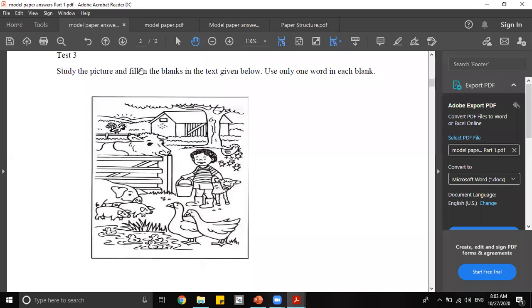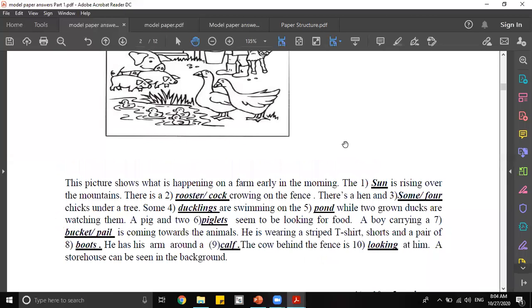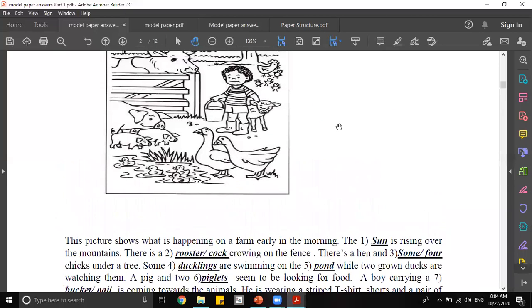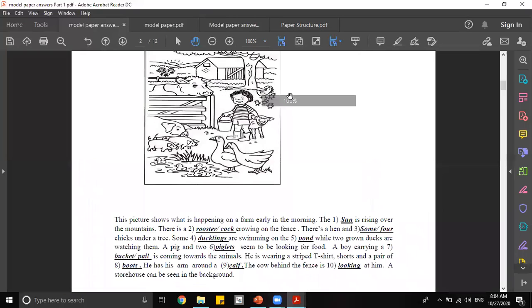Second sentence, there is a blank crowing on the fence. Someone is crowing on the fence. That means shouting on the fence. Now refer to the picture and see which one is crowing. Yes, you can see from the picture there is a cock, or you can say a rooster. So you can clearly get the answer for the blank. There is a rooster, or you can use the word cock, crowing on the fence.